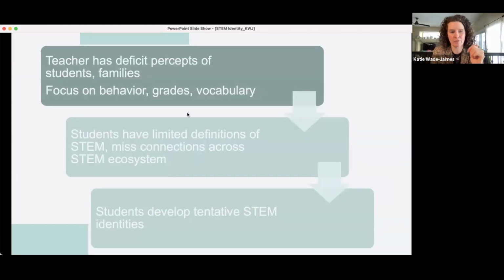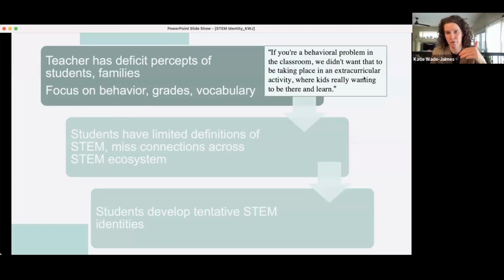On the flip side of that, we found that when the students had these tentative STEM identities, oftentimes they all had limited definitions of STEM. They would say STEM is science, technology, engineering, math. And that was kind of the end of it. And they didn't see some of these connections of things that they were describing to STEM. And then when we looked up a higher level, we saw that the teachers in these schools or in these classrooms had deficit perceptions of their students and of the families, and they largely focused on behavior, grades, and vocabulary.